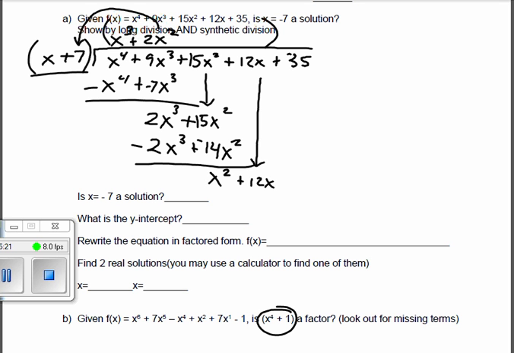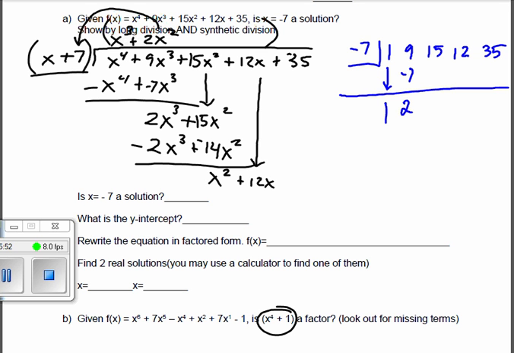Okay, so the next part is to do this whole thing with synthetic. Do you remember how to set up synthetic? You make a little box like this, and then you write down all the coefficients on it. 1, 9, 15, 12, and 35. I've already told you this one works. So you go 1 times -7 makes -7. Then you add these two, makes 2. Then you multiply it times that, makes -14. I'm going to stop there and let you keep doing that one yourself.